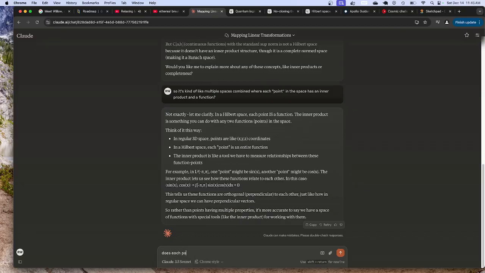So does each point have its own inner product, or does the entire space share one inner product? Or is it a set of functions which make up an inner product? I guess I don't fully understand what an inner product is.